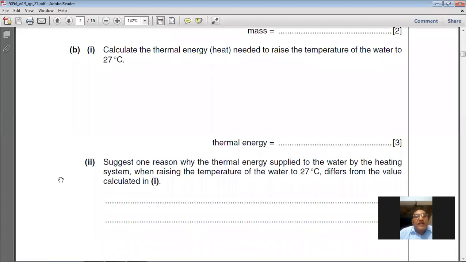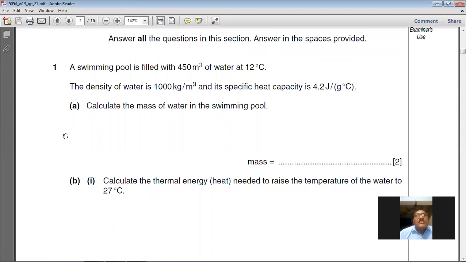The B part is on your screen. Calculate the thermal energy needed to raise the temperature of the water to 27 degrees centigrade. So the initial temperature was 12 and we want the temperature to rise to 27 degrees centigrade. The specific heat capacity is also given and we know that when the temperature changes, the formula for the heat is equal to mc delta theta.